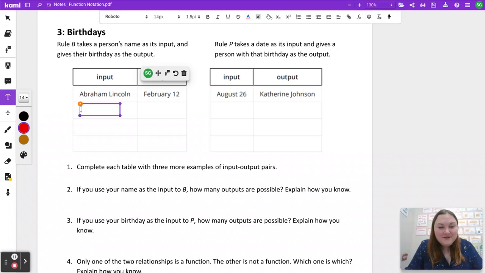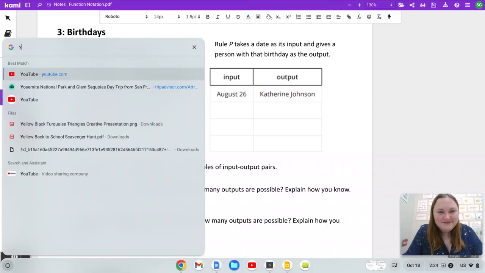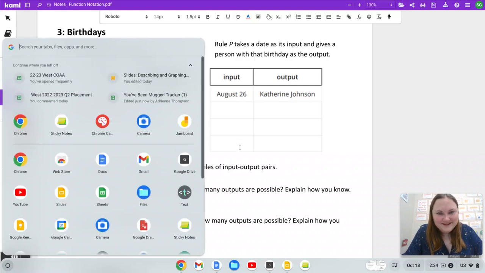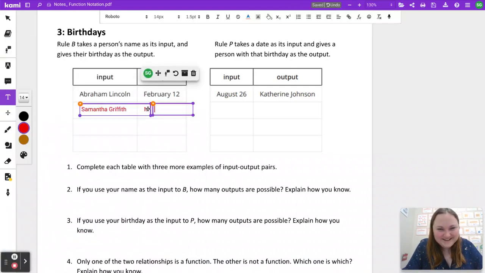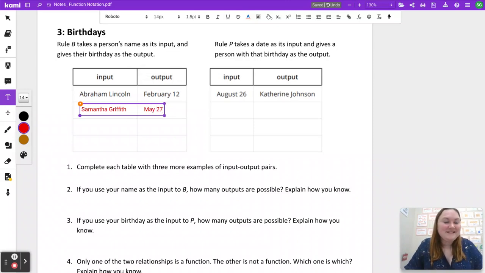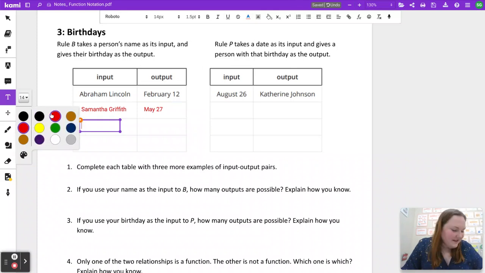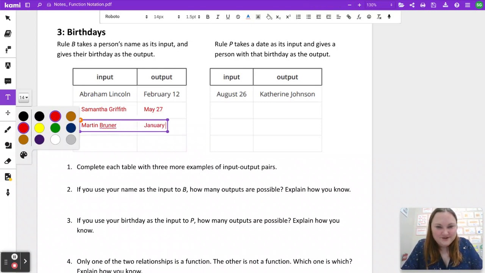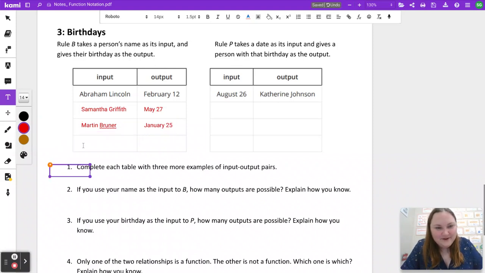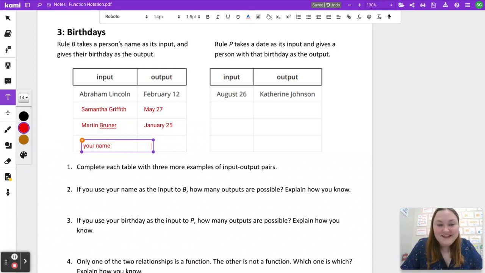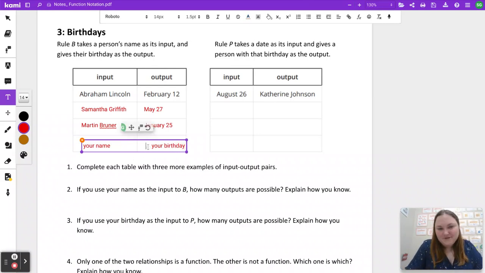I could put in my name, Samantha Griffith, and out comes my birthday. Nope, that's not my birthday. Out comes my birthday of May 27th. Another example, I know Martin's birthday. Martin Bruner's birthday is January 25th. Or, of course, we could put you in. So you could put your name into the table, and then the output would be whatever your birthday is. That's how this first one here works.